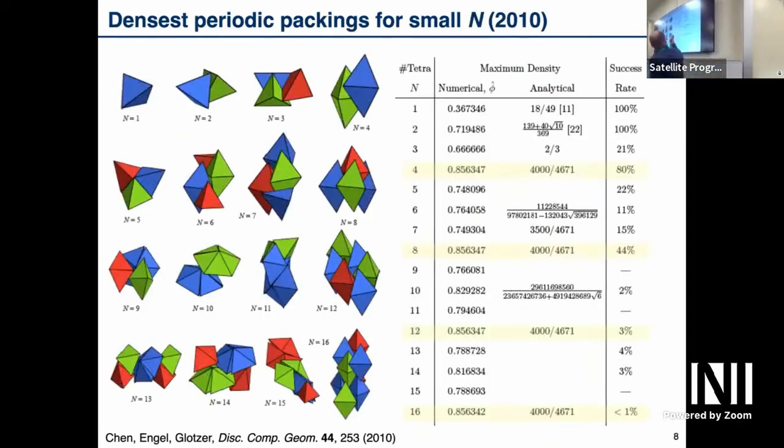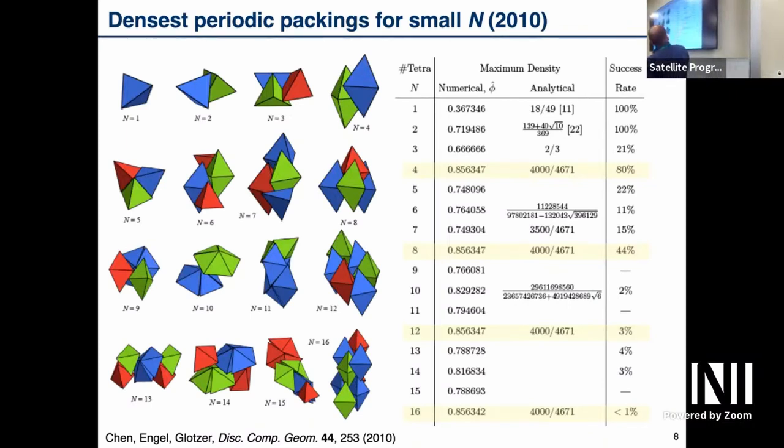Another thing we did a year later was look at densest packing. Here it's a mathematical optimization problem: how dense can you get tetrahedra? You do that in small boxes, with one tetrahedron made periodic, then two, and so on. These are all numerical results. The densest packing of single tetrahedra has been known for decades: 0.36, so 36%. With two, there's a jump to 72%, and then it goes to essentially two-thirds. For four, this is the densest packing currently known for tetrahedra. Then of course it repeats when you have eight, and so on.